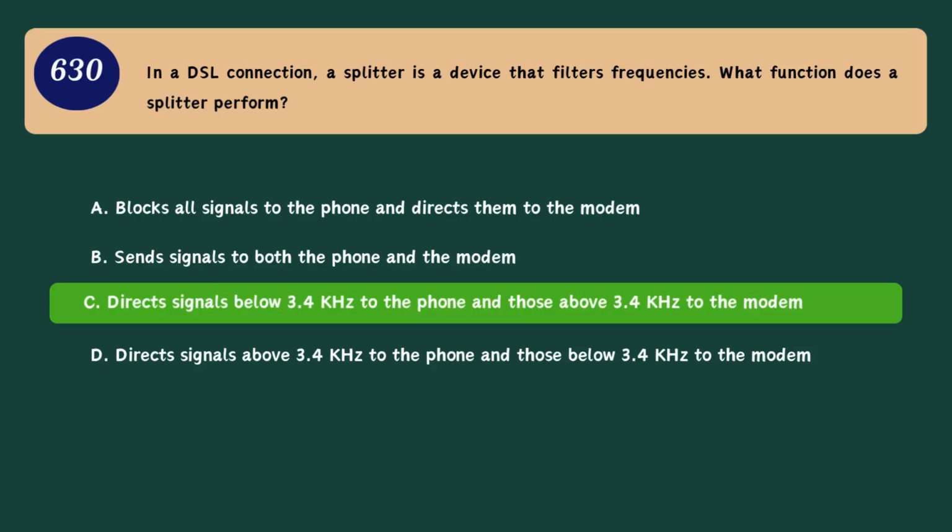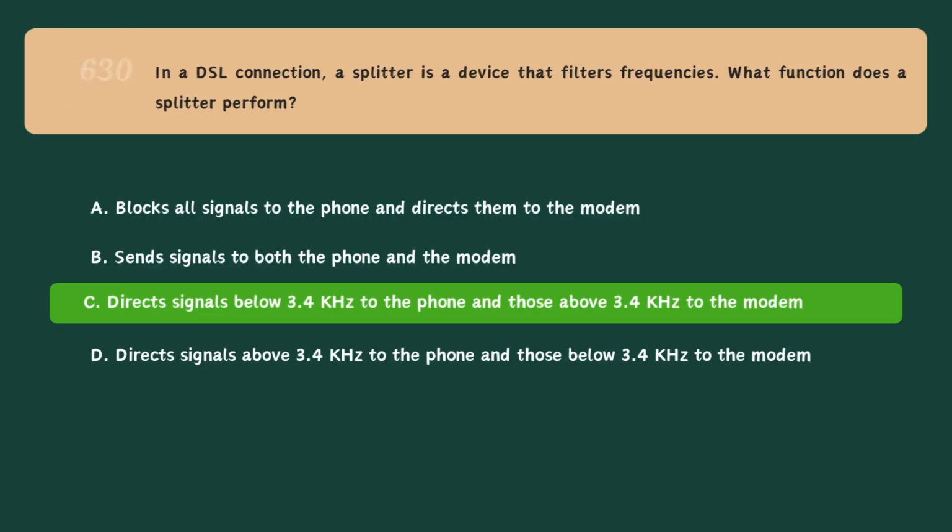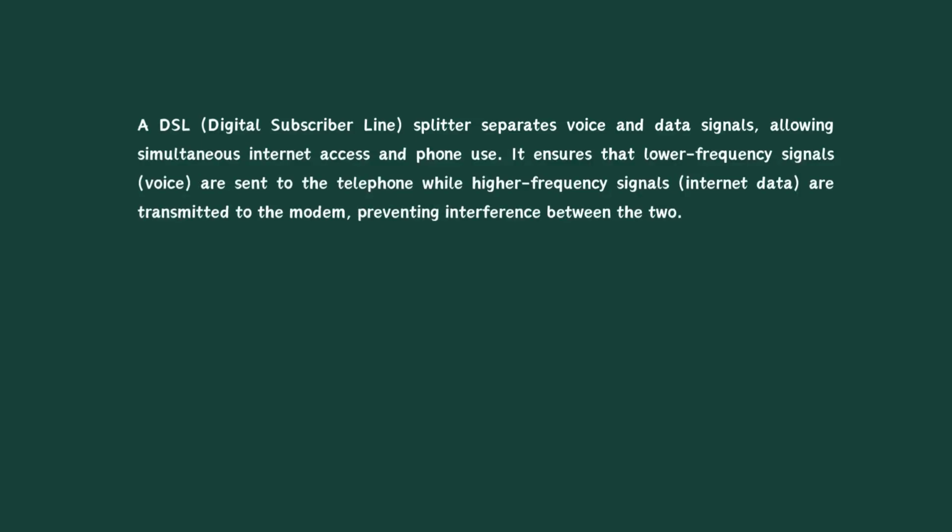Correct answer. C. Directs signals below 3.4 kHz to the phone and those above 3.4 kHz to the modem. A DSL (digital subscriber line) splitter separates voice and data signals, allowing simultaneous internet access and phone use. It ensures that lower frequency signals, voice, are sent to the telephone, while higher frequency signals, internet data, are transmitted to the modem, preventing interference between the two.